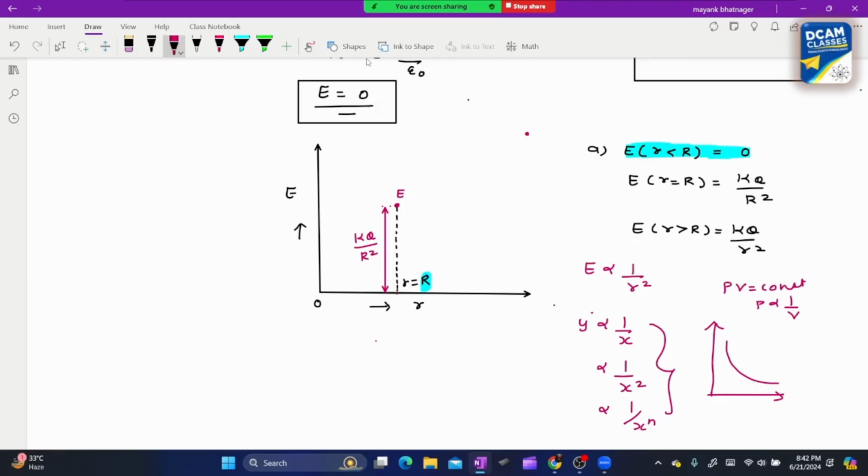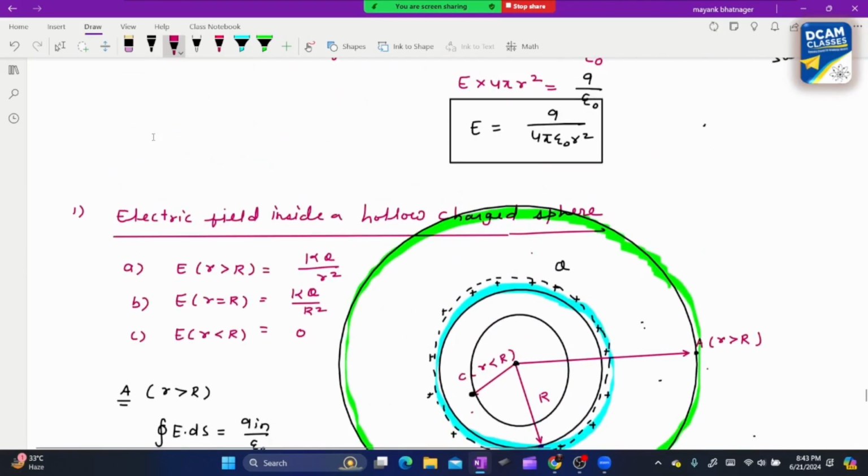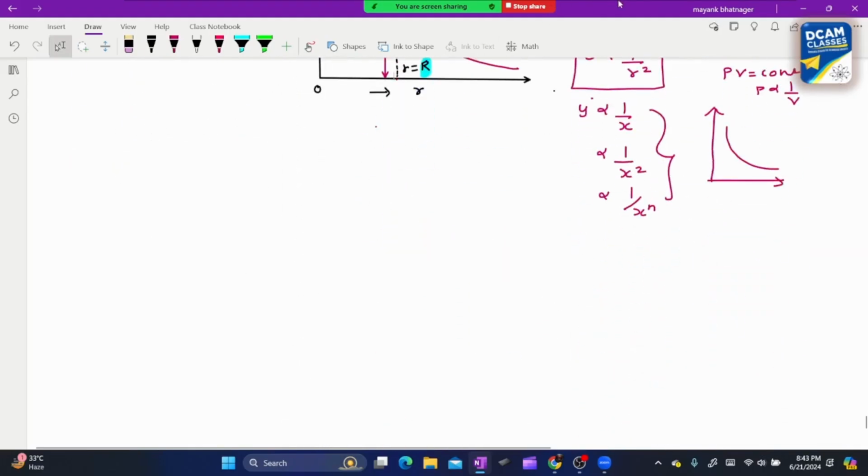Now if you see here, after this capital R, this electric field is inversely proportional to this r square. So the graph will be in this way. It won't touch the x-axis, but it will move like this. That's why he was drawing the graph like that. Understood? Yes, sir. Achha, now let me give you one more thing. Now we'll come to the next part.